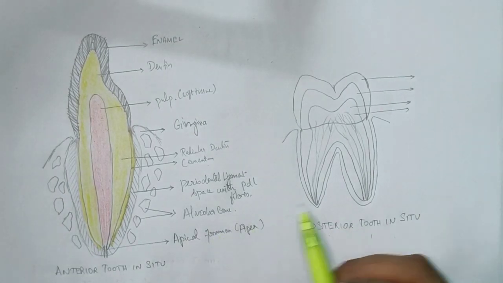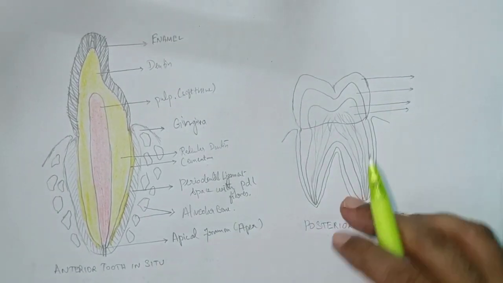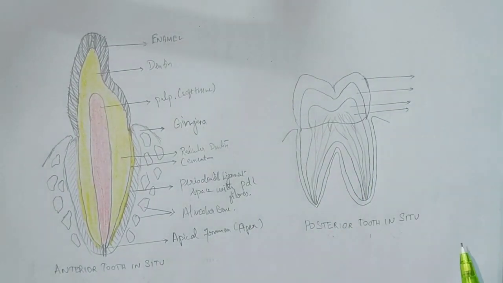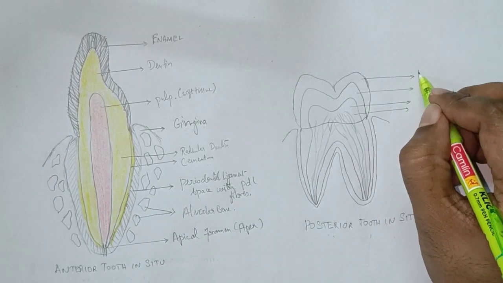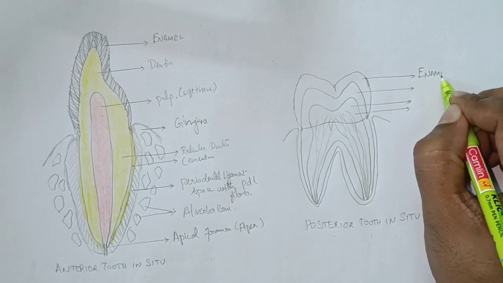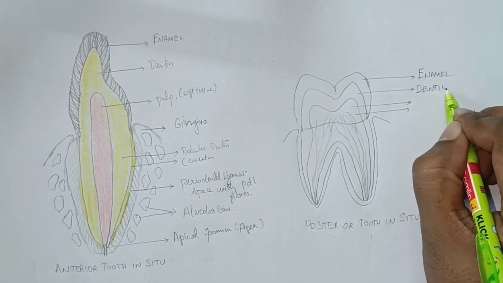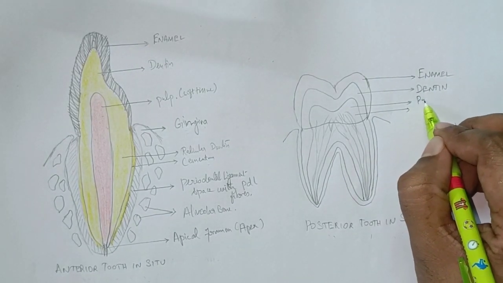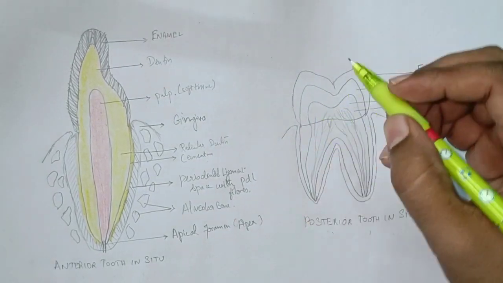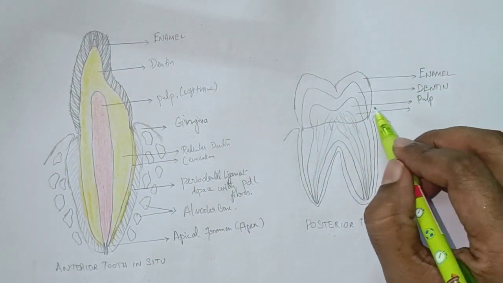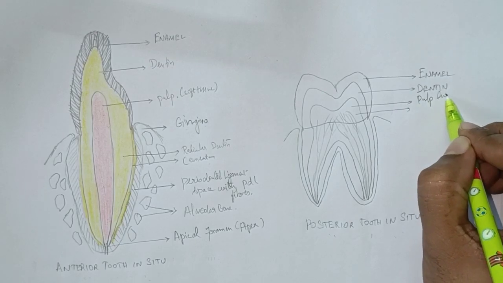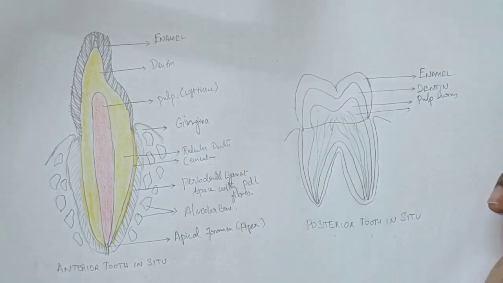Next, I have drawn the posterior tooth in situ. All the structures are almost the same. There is no difference between each tooth. First is enamel, then dentin, then you have pulp. Here these two are pulp horns. This one and this one are pulp horns.